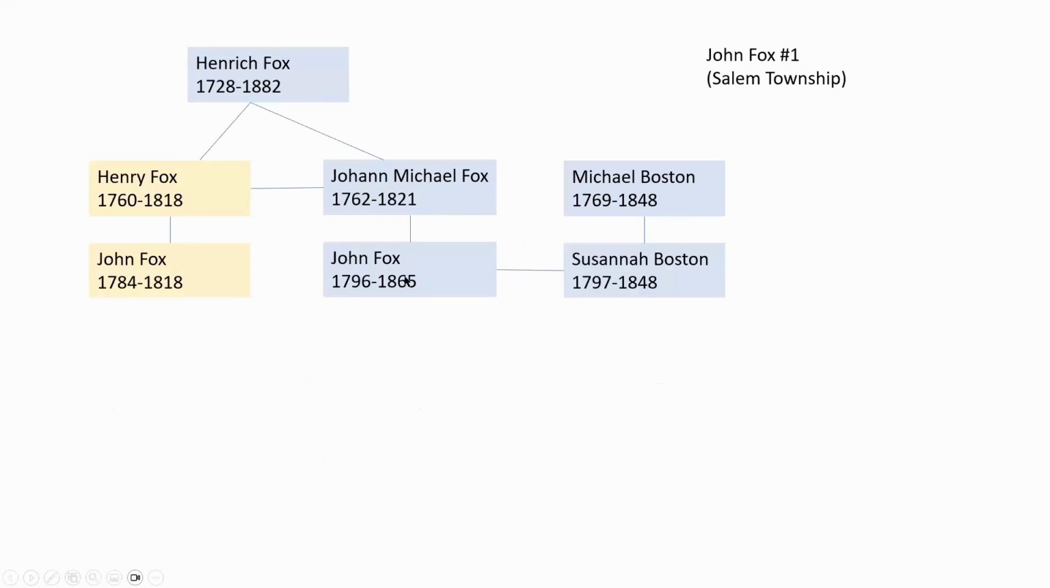This one had a son, John Fox, who married Susanna Boston, and Michael Boston is her father. And so these individuals lived near each other, but you can see that Michael Fox was actually living with one of his sons, we believe at the time, because he's not enumerated as a separate individual in the 1820 census. But there is an older man living in one of the sons' homes.